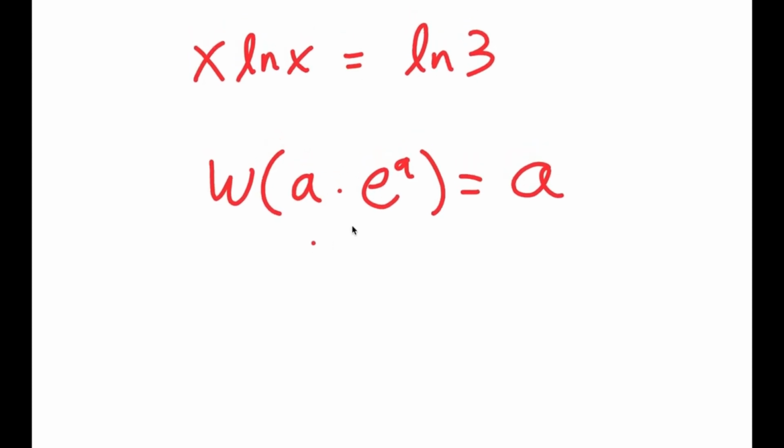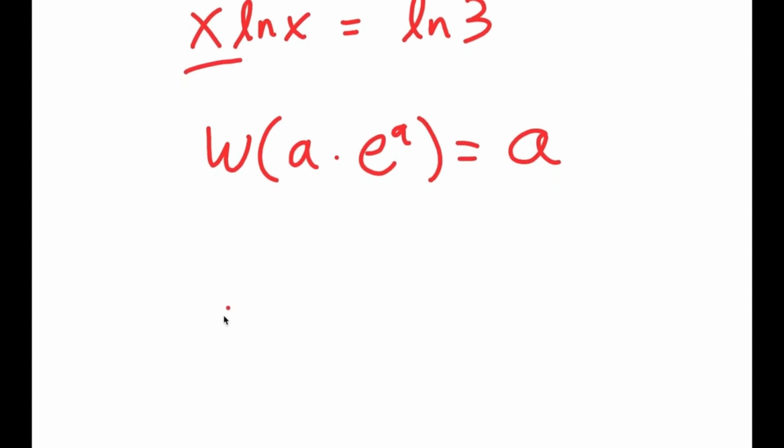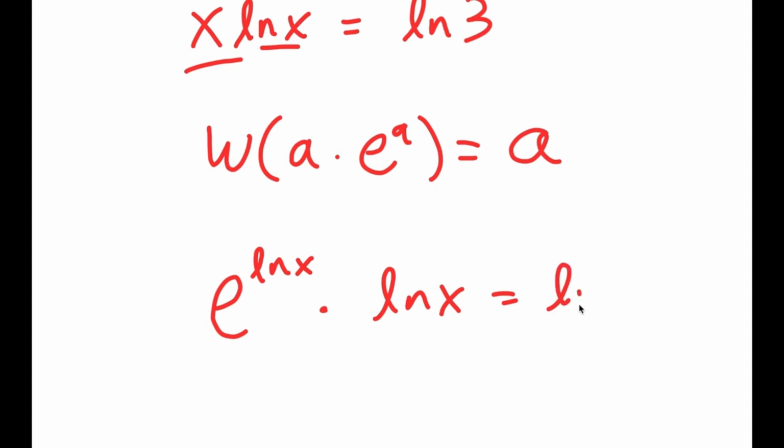So in this case, I'm going to rewrite this so that it suits the W-Lambert formula. So we need to change this to be in the form a times e to the power of a. Well, how am I going to do that? Well, I'm going to first start by rewriting this x as e to the power of ln of x, because e to the power of ln cancel out, so just x remains. So x is the same thing as e to the power of ln x, and I have this times ln x is equal to ln 3.